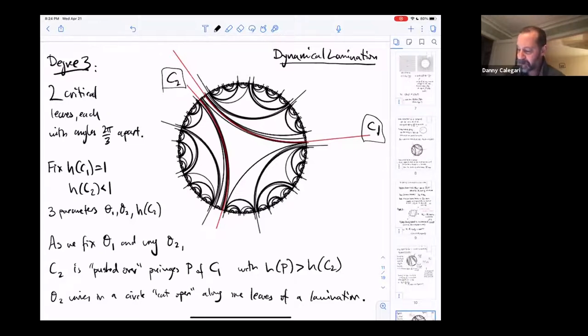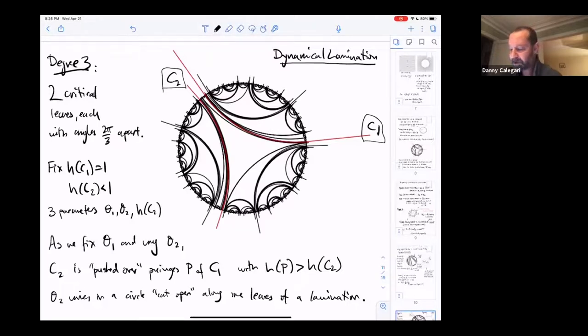So theta one, theta two, and the height of C2 are three real parameters. They give you, in a way, global coordinates on this three manifold X sub three, except the problem is that they do not vary continuously as a function of where you are in the shift locus.